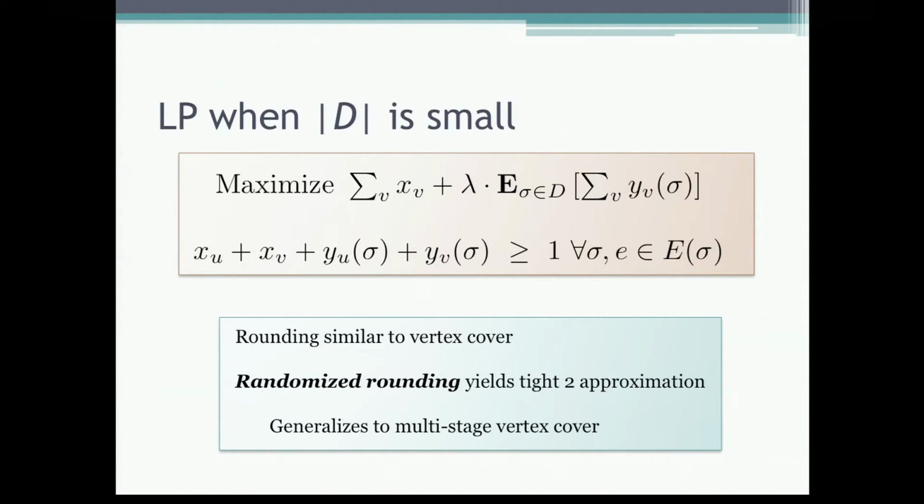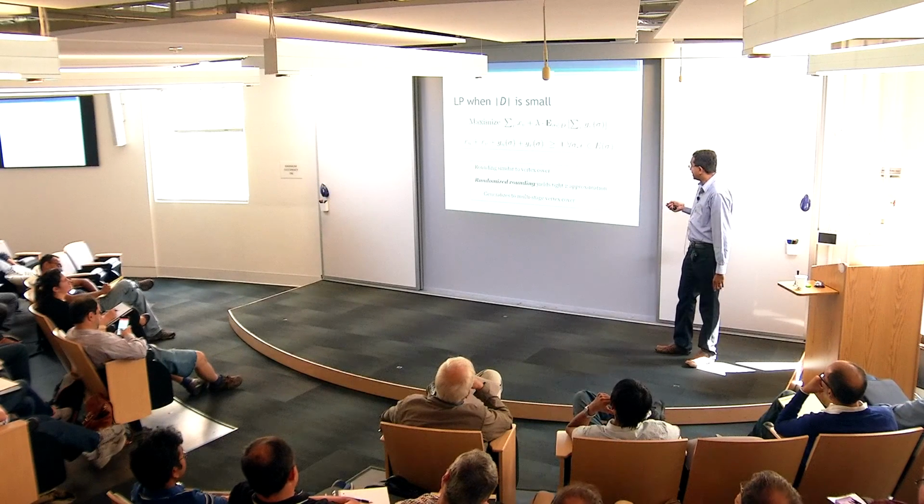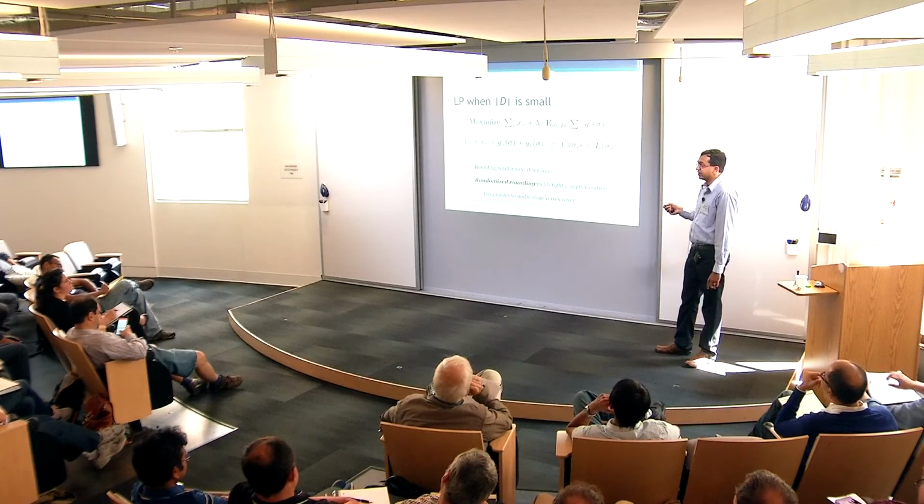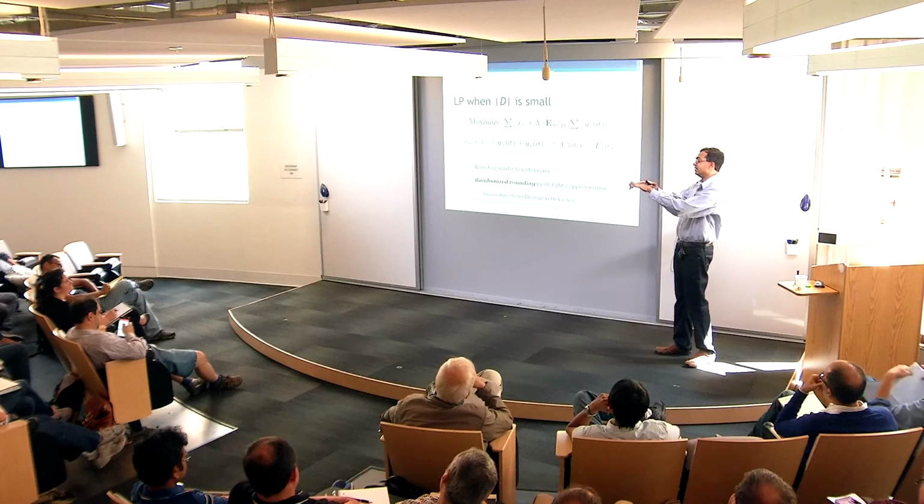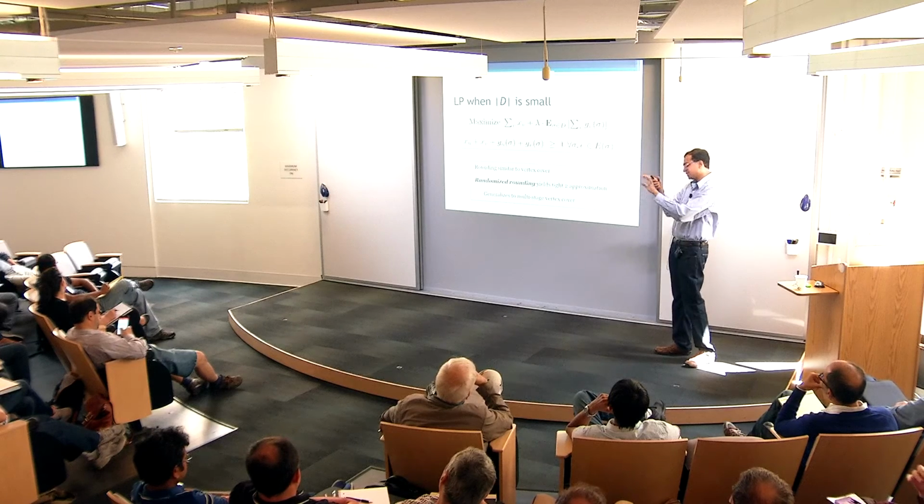Is there a fixed number that I have to meet, or? No, the constraint that you have is that every edge has to be covered by some vertex. So for every edge, you either have to buy this endpoint or this endpoint. Every edge that's being realized.